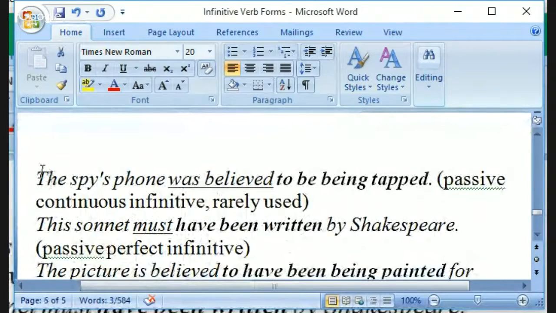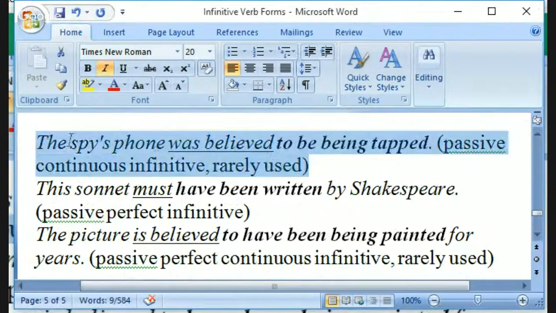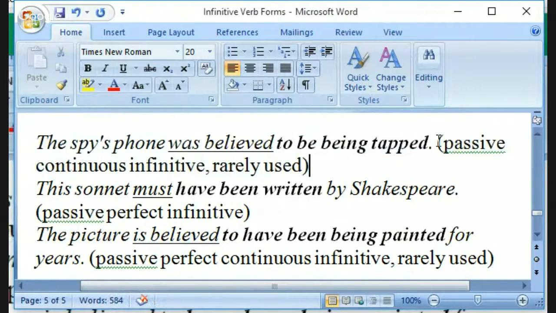Okay. Some other examples, just so you can see them. The spy's phone was believed to be being tapped. Passive continuous infinitive, it's rarely used. Ken, let's try this. How else could you say that? What would be a simpler way to say that?